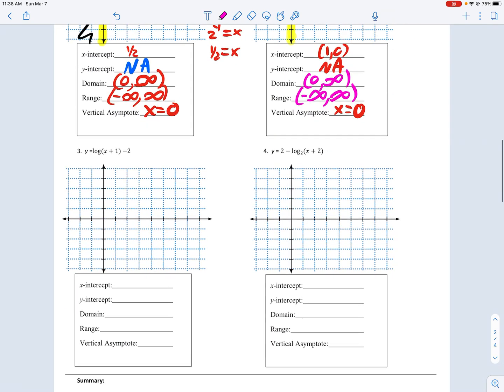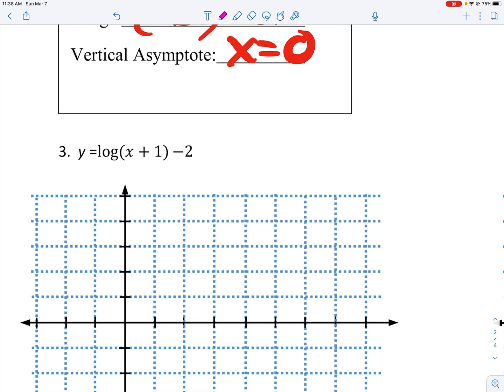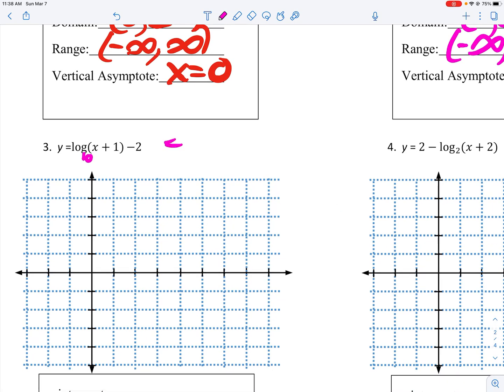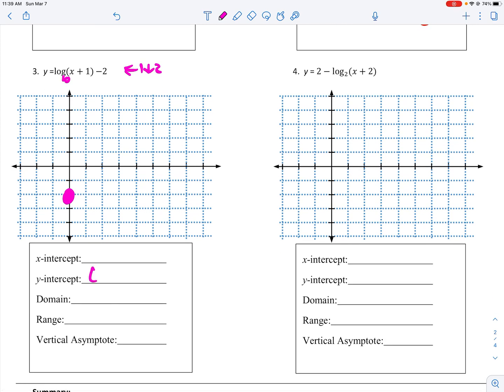Okay, example 3. So now remember, when you just see the word log, that means you're in base 10. So this has been shifted to the left 1 and down 2. So your key point is usually at 1, 0, but now it's been shifted left 1 and down 2. So good news is I know the y-intercept, 0, negative 2. That means my vertical asymptote's been shifted left 1. It's always 1 to the left. So it'd be here at negative 1.